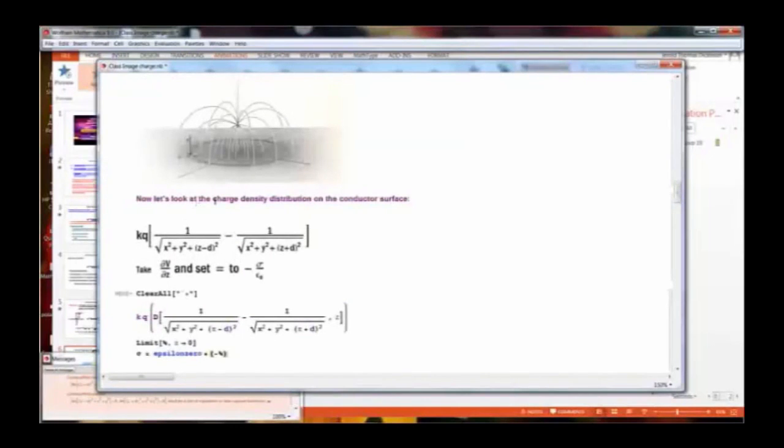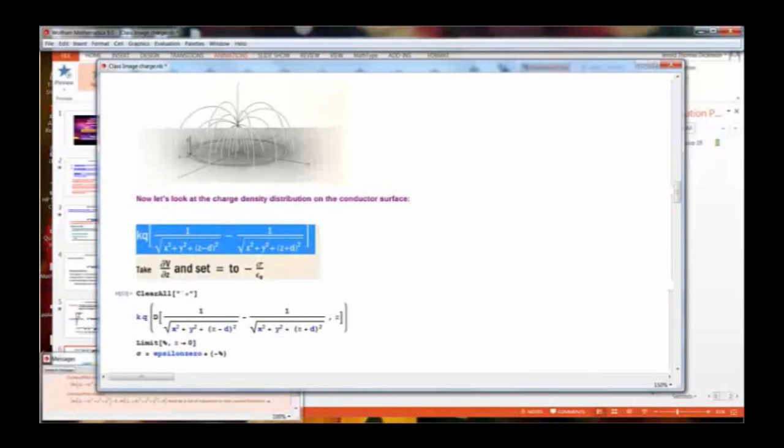Let's look at the charge density on that surface. We go back to our potential. So here's our potential right here. To find the charge density, we use one of our boundary conditions where we took the derivative of the potential with respect to the variable that's normal to the surface. And so in that case it's z.